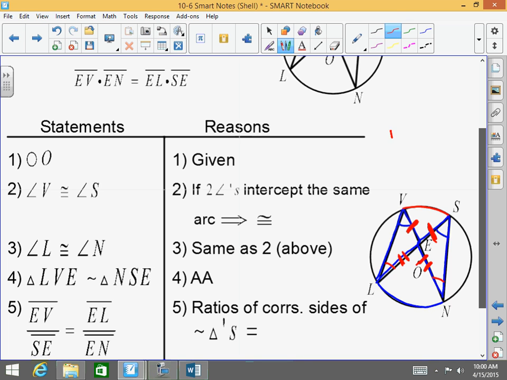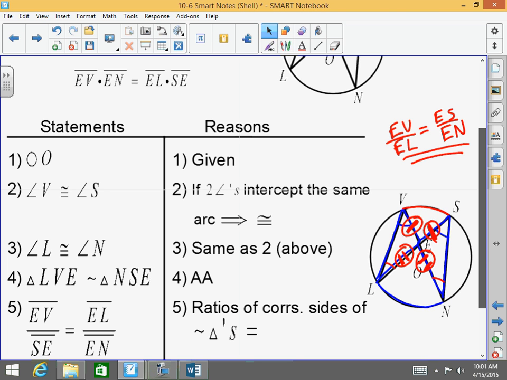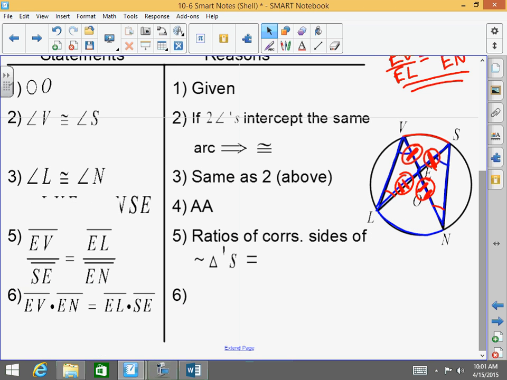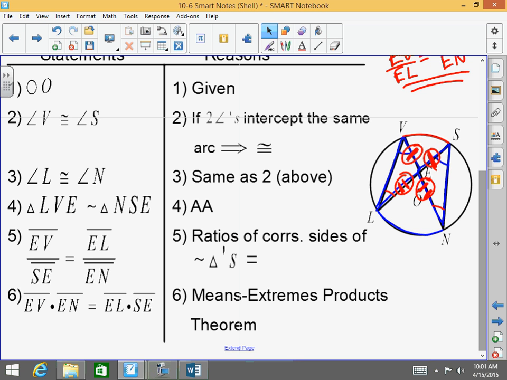Could you have done EV to EL is congruent to ES to EN if you had so chosen? Could you have done that as well? Yeah. You could have said this to this is congruent to that. Absolutely. And either one of the proportions, either the one that I just wrote right now or the one that I already wrote in the proof, when you cross multiply those, brothers, you're going to get the last part of your proof, which is that EV times EN equals EL times SE because of the means extremes products theorem.